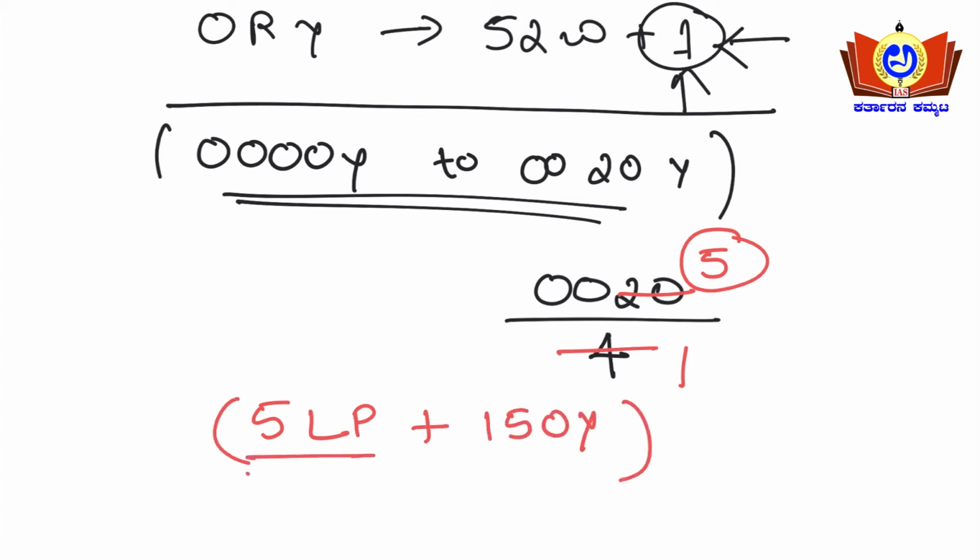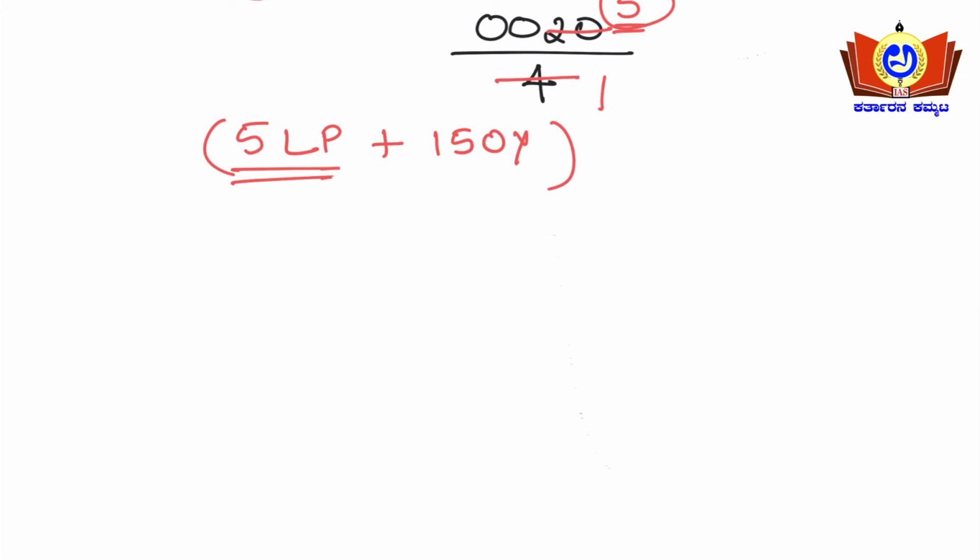So there are 5 leap years plus 15 ordinary years. How did I get this 5? 0020 divided by 4, that is nothing but 20 divided by 4, which is 5. So 5 leap years, and how many total years were there? 0000 to 0020, 20 years were there. In those 20 years, if there are 5 leap years, then the remaining years would be ordinary years. Simple, right? 5 leap years and 15 ordinary years.